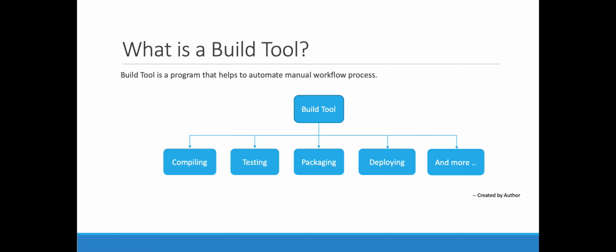So what is a Build tool? Build tool is a program that helps to automate several manual tasks performed by the developer. It automates the process of compiling, testing, packaging, and deploying the source code into an executable form before it is handed over to the end user.